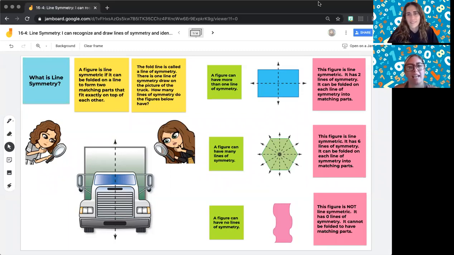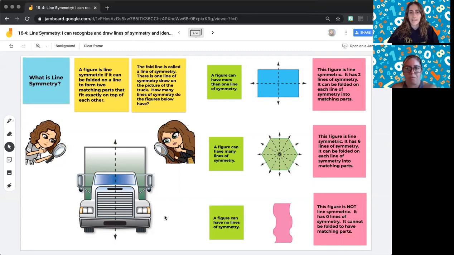The fold line is called a line of symmetry. There is one line of symmetry drawn on the picture of the truck. How many lines of symmetry do the figures below have? If you look at the truck and you fold it across that dotted line, the right side of the truck will match the left side of the truck and fit exactly on top because both sides are the same.